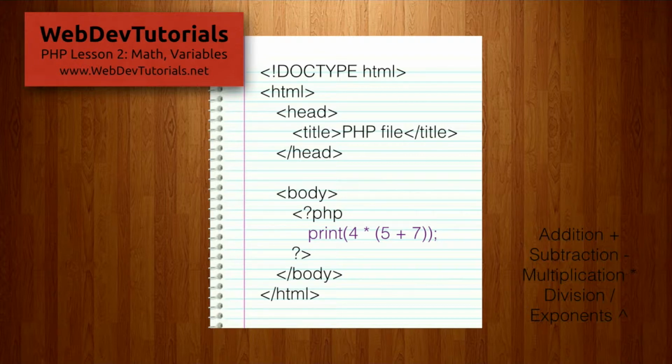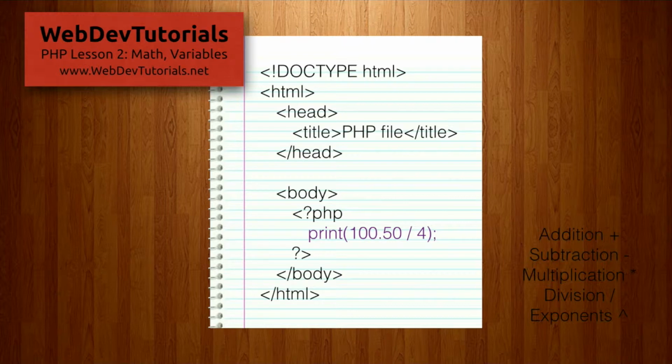All of these numbers have been whole numbers, or integers. To use a floating point value, which is a number with a decimal place in it, just make one of the numbers in the expression a float, like this. 100.50 divided by 4 will return 25.125.